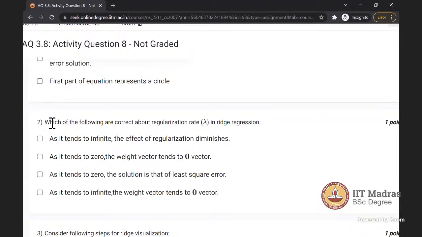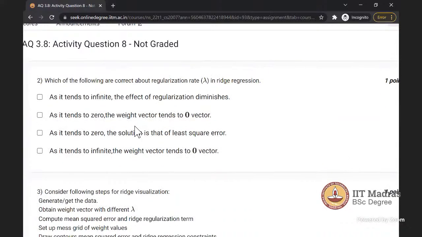To question number 2. Which of the following are correct about regularization rate in ridge regression? As it tends to infinity, the effect of regularization diminishes. As it tends to 0, the weight vector tends to 0. As it tends to 0, the solution is that of least square error. As it tends to infinity, we get a weight vector which is tending to 0. Which ones do you think are correct answers? Third and fourth one.